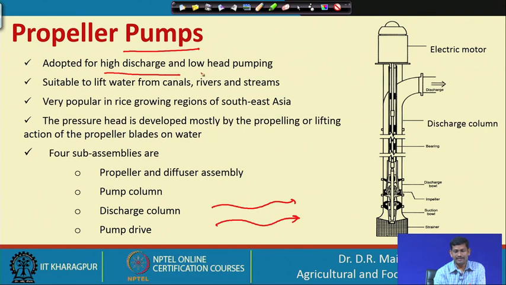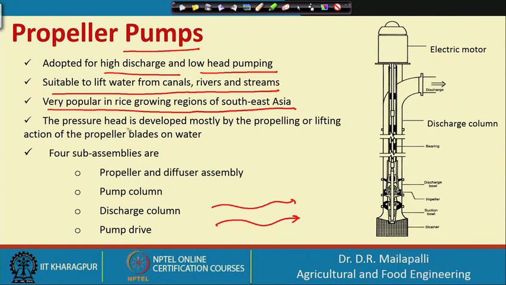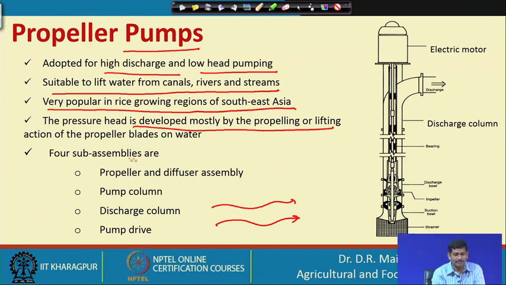So, for high discharge and low head pumping, you get more discharge but low heads, and it is suitable to lift water from canals, rivers and streams, because all our surface waters you can easily lift using propeller pumps, and it is very popular in rice growing regions of Southeast Asia. This is because the rice requires shallow water. So, that will be very useful, and the pressure head is developed mostly by the propelling or lifting action of the propeller blades on water.